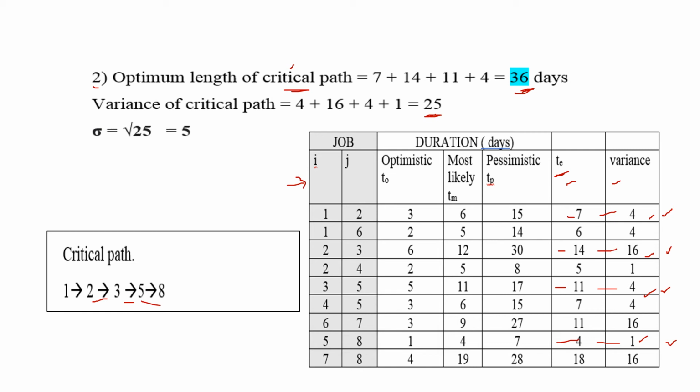Now just note, variance is sigma square, right? So sigma is equal to square root of 25, and that is 5. Just note this because we are taking this value in the next portion. So sigma is equal to square root of 25, that is 5.